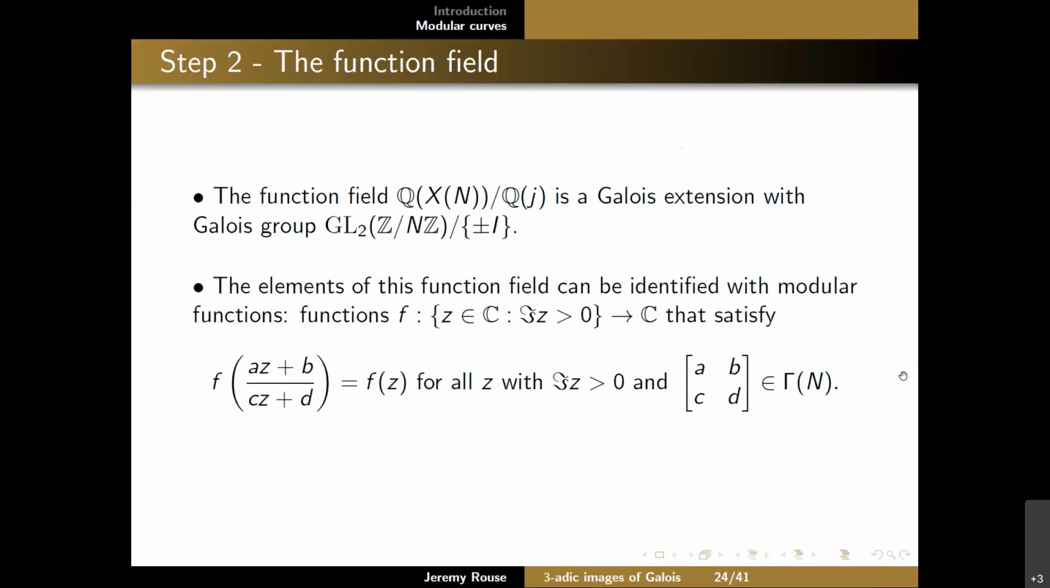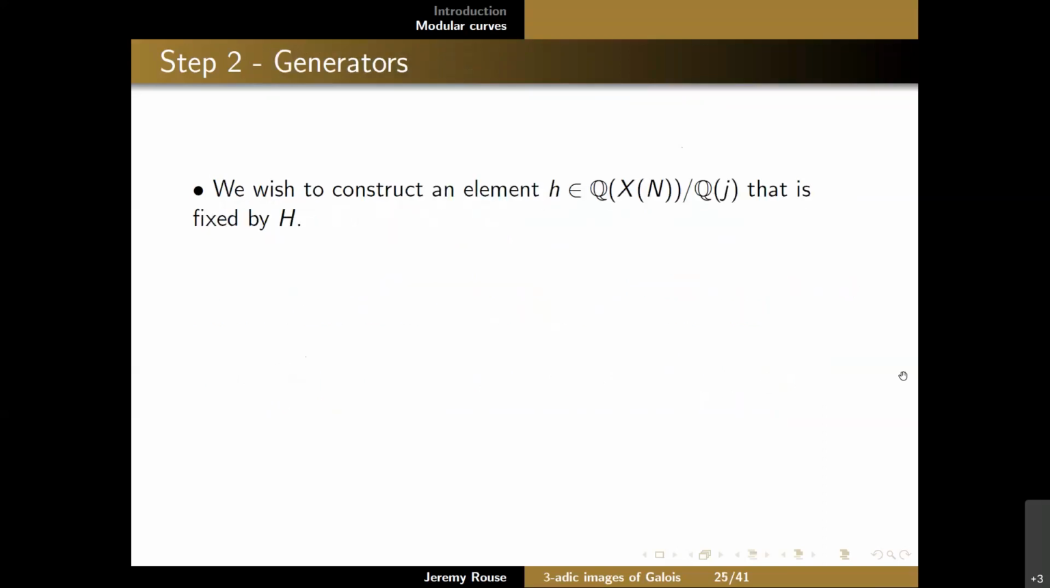And we want to find the subfield of this that's fixed by H, where H is our subgroup of GL2(Z/NZ). So we want to construct elements of this function field that are fixed by H. And for that, we need some good building blocks of functions in this function field.